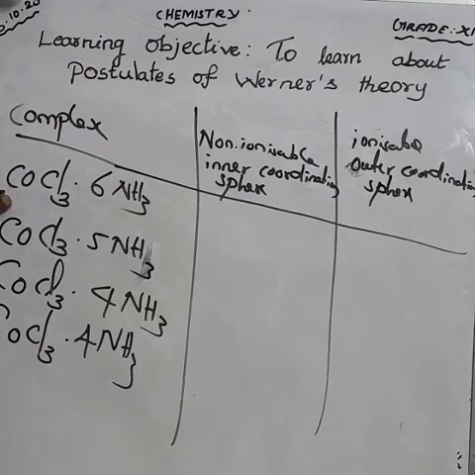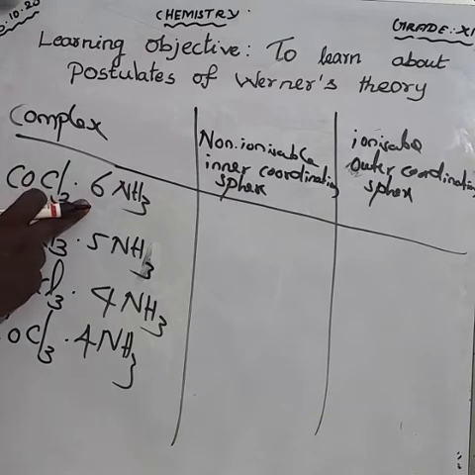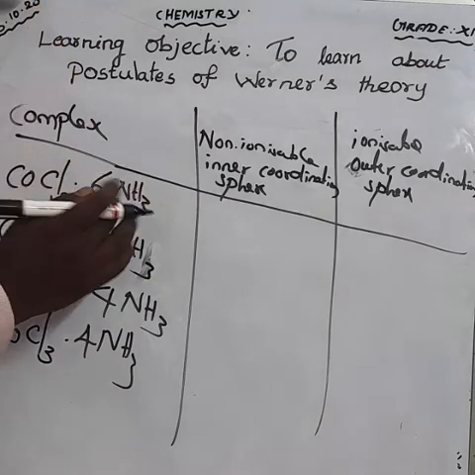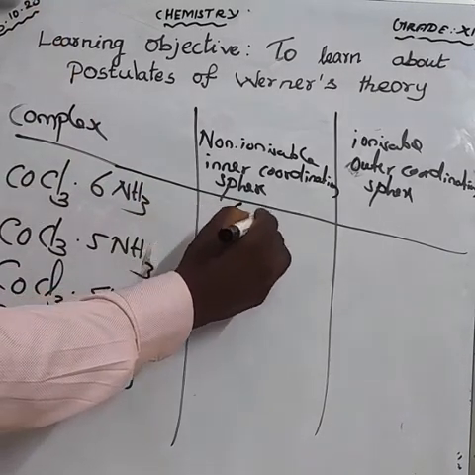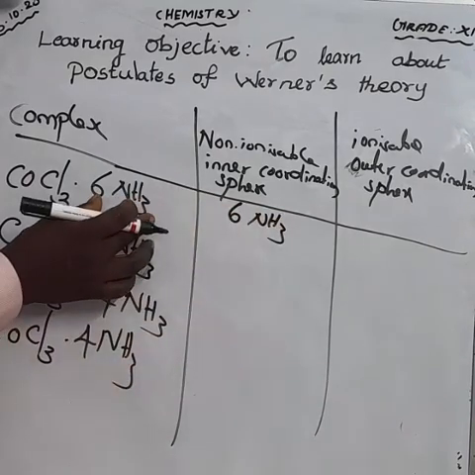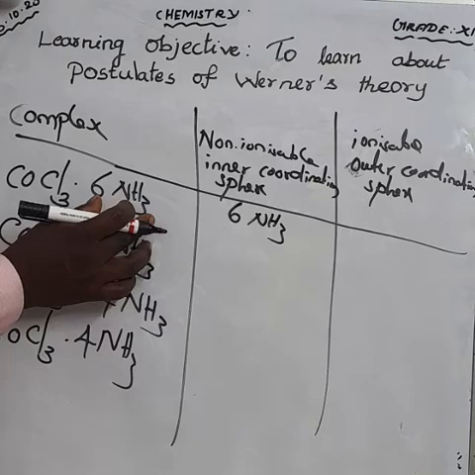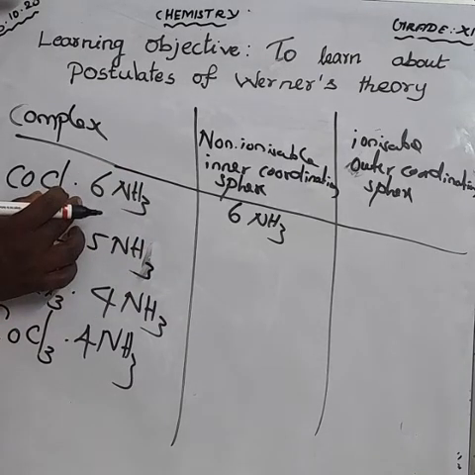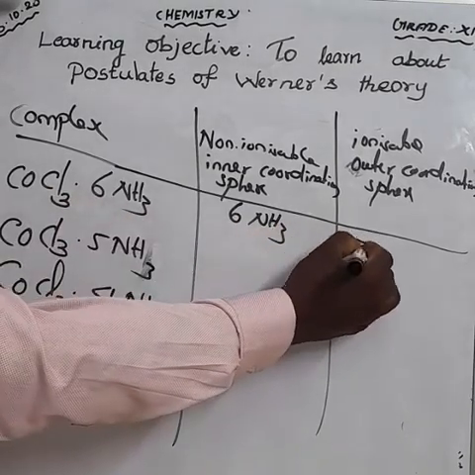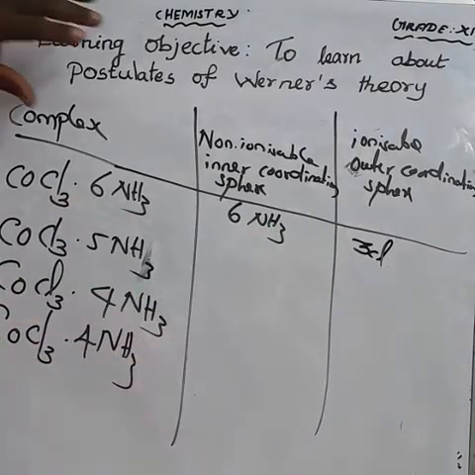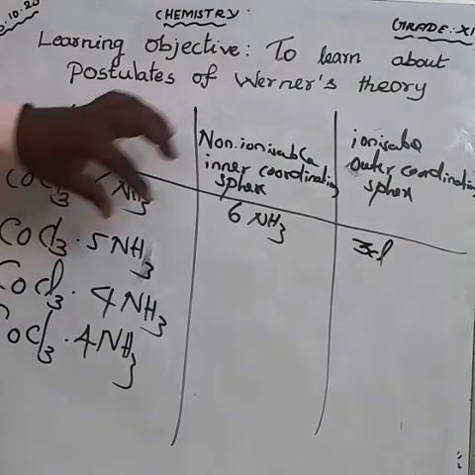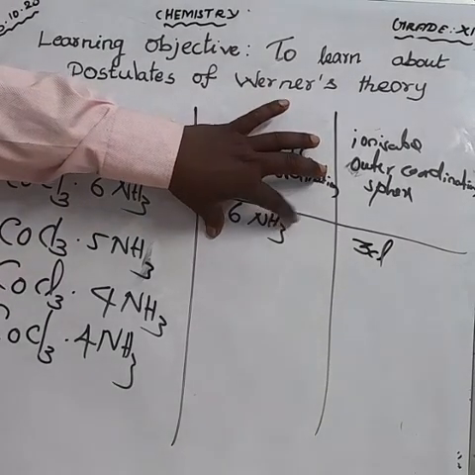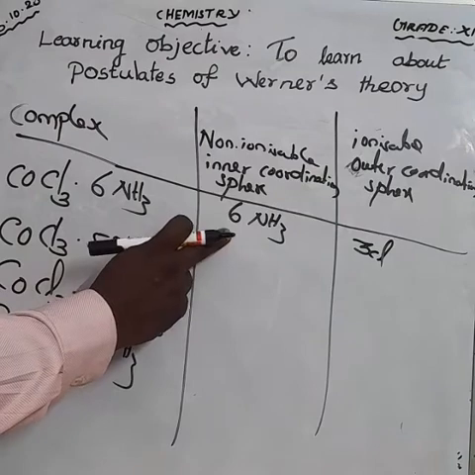The first category is CoCl3, 6 molecules of ammonia. Here, non-ionizable means 6 ammonia. How much non-ionizable? 6 non-ionizable, in the inner coordination sphere. Remaining, how much Cl is there? 3 Cl. This is the outer coordination sphere, and this is the inner coordination sphere. We need 6 numbers.